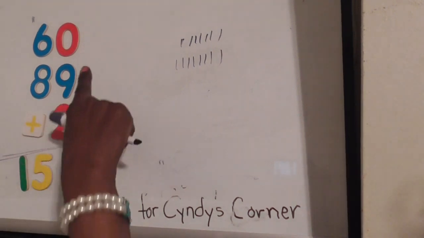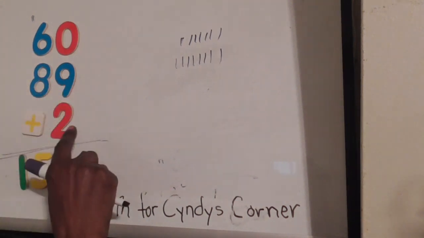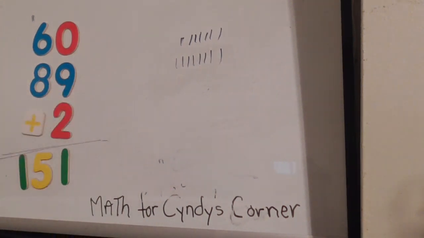So if I have $60 worth of meat, $89 worth of groceries, and $2 for a dozen eggs, my total that I'm going to pay is $151. Math in Cindy's Corner, everyday life. Numbers can help you make decisions.